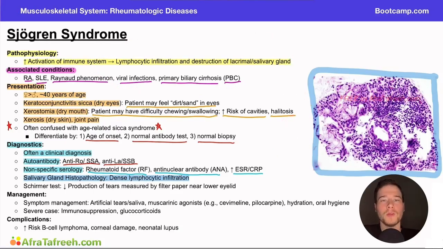So if we understand the pathophysiology, we can understand the presentation. We can understand the diagnostics. And that's what we want to get at here. We don't want to be forced to memorize these things. We want to understand what's going on because that's how we apply the information on test day.